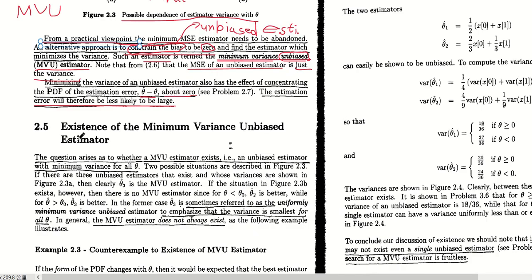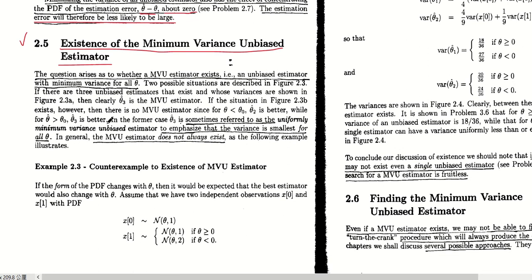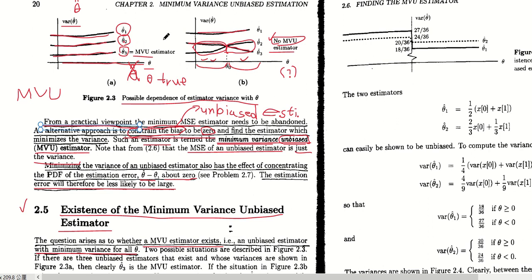Okay, so let's move on to the next session. We'll be talking about existence of the minimum variance unbiased estimator. The question arises as to whether an MVU estimator exists, that is, an unbiased estimator with minimum variance for all theta. Two possible situations are described in figure 2.3.